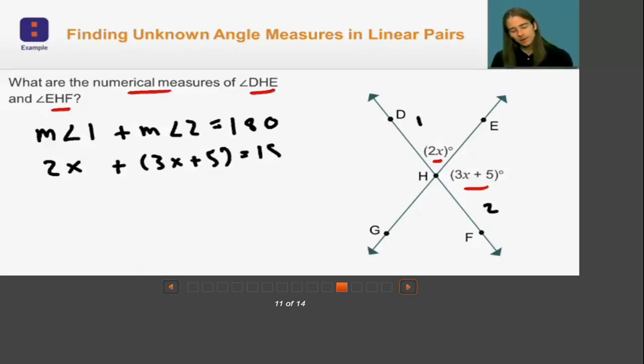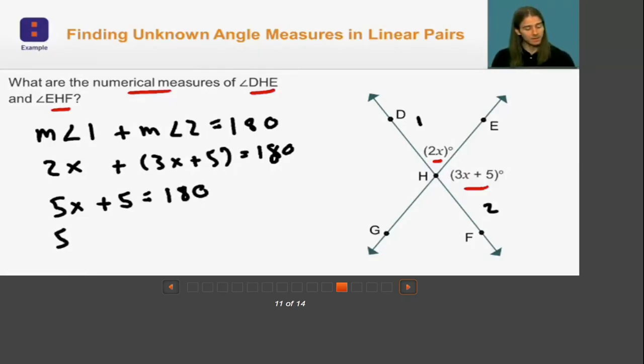And now I can solve this equation just like I would in algebra. I'll combine like terms. That gives me that 5x plus 5 equals 180. Subtracting 5 from both sides, I see 5x is equal to 175. Then dividing both sides by 5 reveals that x equals 35.